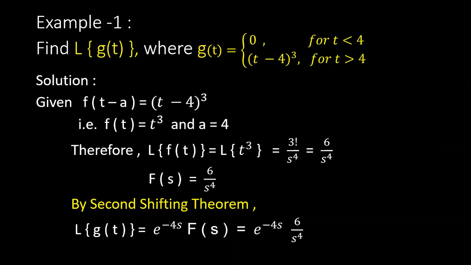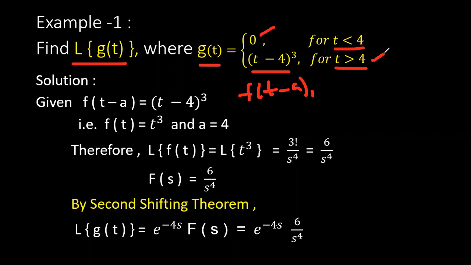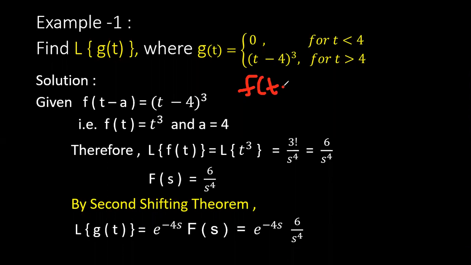If you see carefully, for the first problem: find the Laplace transform of g of t, where the g of t function is represented as 0 for t less than 4, and (t minus 4) whole power 3 for t greater than 4. So it is of the form f of t minus a. From this equation we have to identify f of t. We have to compare with f of t minus a whole power 3. So from this equation, what is f of t? f of t is nothing but t cube.